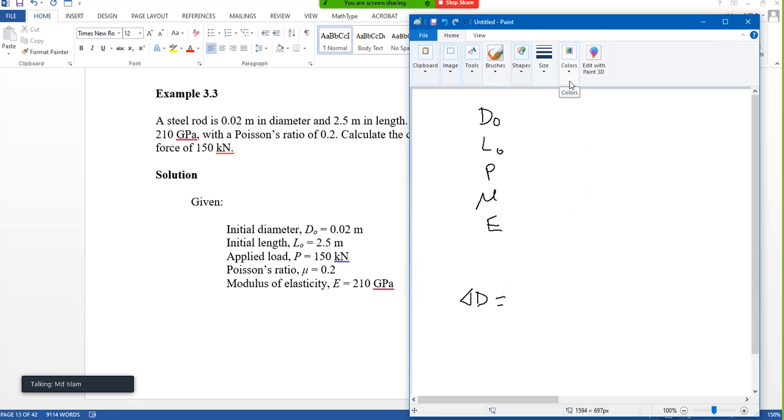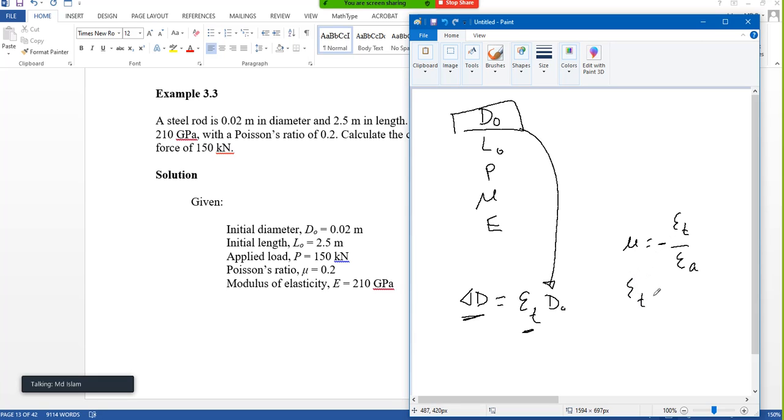Now we saw that delta D is epsilon T times D naught. Our D naught is given, so we need to find epsilon T. Now how to find epsilon T? We know that Poisson ratio is epsilon T by epsilon A, with a negative sign. Use the negative sign here, because that will tell you whether there is a decrease or increase in diameter. So epsilon T equals negative mu times epsilon A.